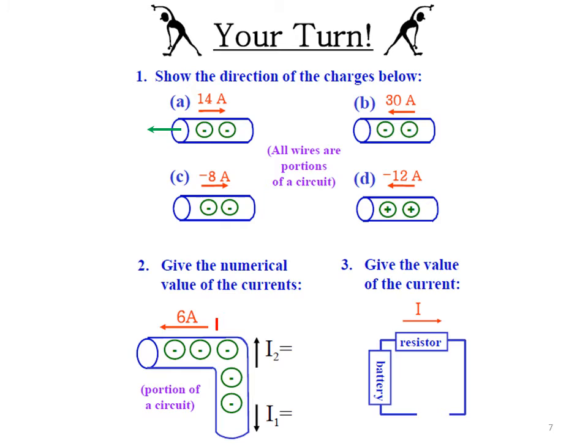B, we have 30 amps with direction from the right to the left. Therefore, the direction of the negative charge in this case is from left to the right, okay? And C, we have minus 8 amps with direction from the left to the right, and in this case the direction of charge is the same, okay, from the left to the right. Okay, last one.